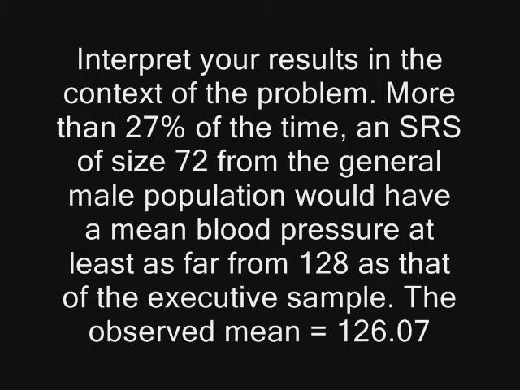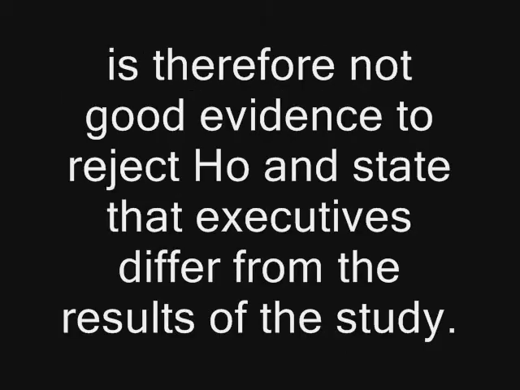Interpret your results in the context of the problem. More than 27% of the time, an SRS of size 72 from the general male population would have a mean blood pressure of at least as far from 128 as that of the executive sample. The observed mean 126.07 is therefore not good evidence to reject H0 and state that executives differ from the results of the study.